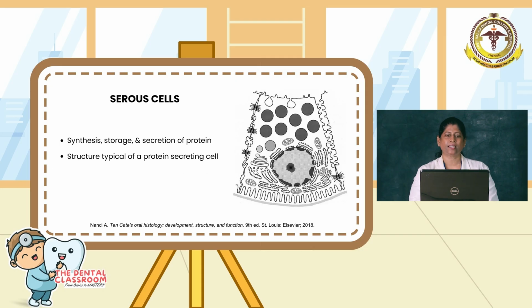Now let's see the serous cells in detail. Serous cells are involved in the synthesis, storage, and secretion of protein, and they have a structure typical of a protein secreting cell. The base is broad, close to the basement membrane, and the apex is narrow, pointing towards the lumen. It contains all the cellular organelles such as the rough endoplasmic reticulum, the mitochondria, and the secretory granules at the apex. The secretory granules initially are immature, and they are represented by translucent granules. Once they become mature, they become electron dense.